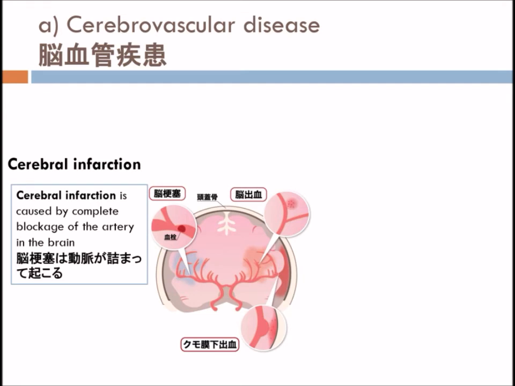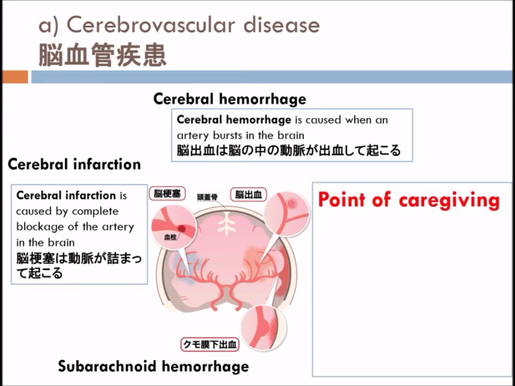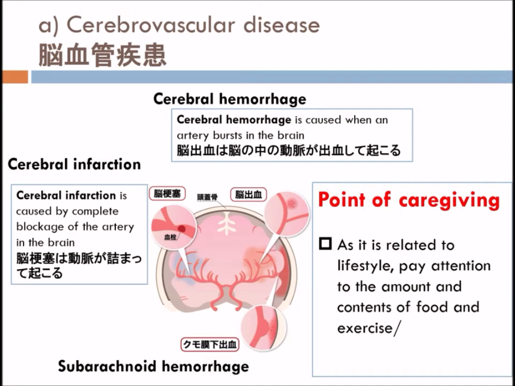Cerebral vascular infarction is caused by complete blockage of the artery in the brain. Cerebral hemorrhage is caused when an artery bursts in the brain. Subarachnoid hemorrhage is caused by bleeding within the subarachnoid space. Cerebral vascular disease sometimes causes dementia, which is called cerebral vascular dementia. Point of caregiving: as it is related to lifestyle, pay attention to the amount and content of food and exercise.